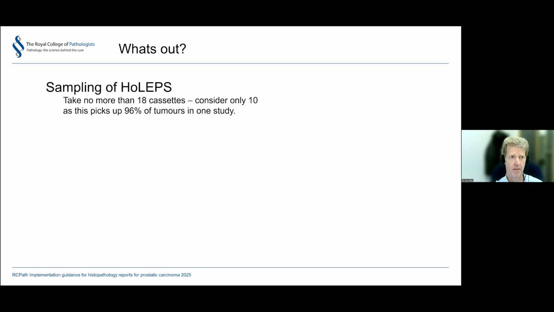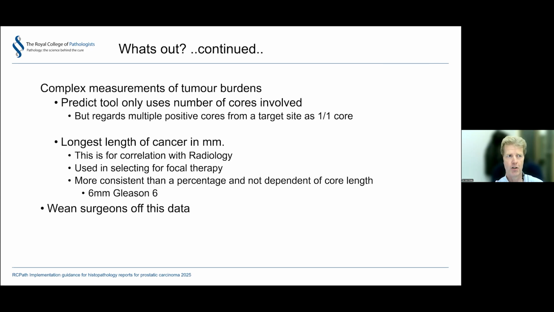There is a paper out there which said that 18 cassettes detected all prostate cancers, but 10 cassettes would pick up 96% of tumours. So it might be a suggestion, if you haven't moved to a smaller sampling, that you do an audit yourself and see if you can drop it down to 10 from 18.